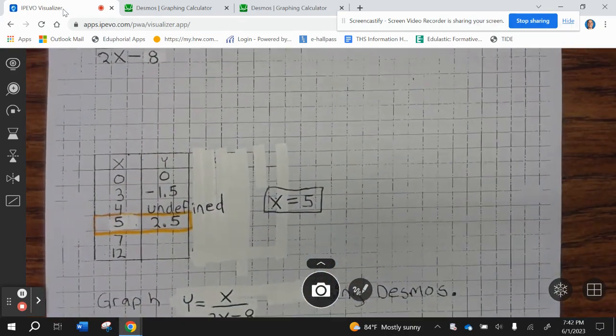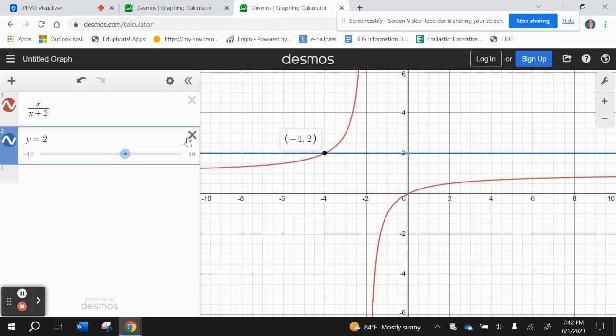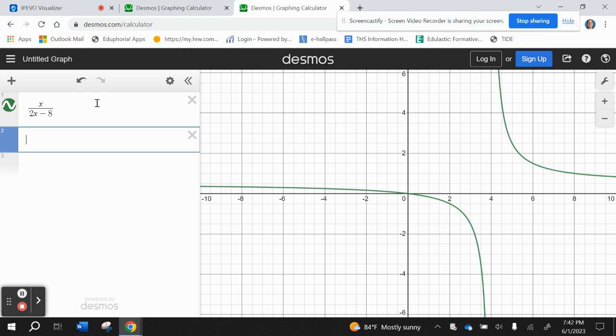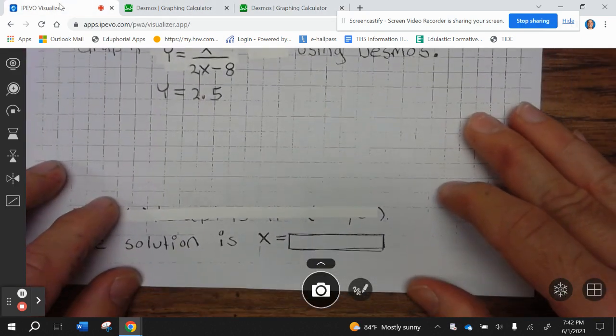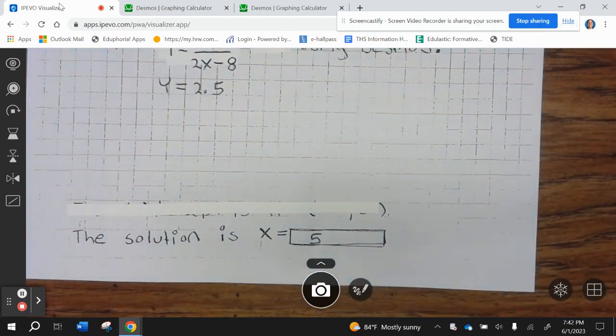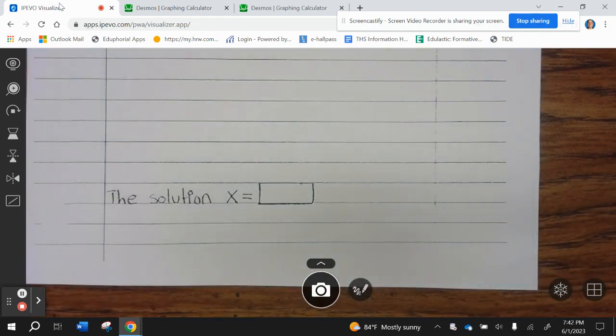Okay, let's go ahead and graph to verify that's correct. So we do x divided by 2x minus 8 and y equals 2.5. The point of intersection is at 5. So the solution is x equals 5. All right, let's take a look at the next example.